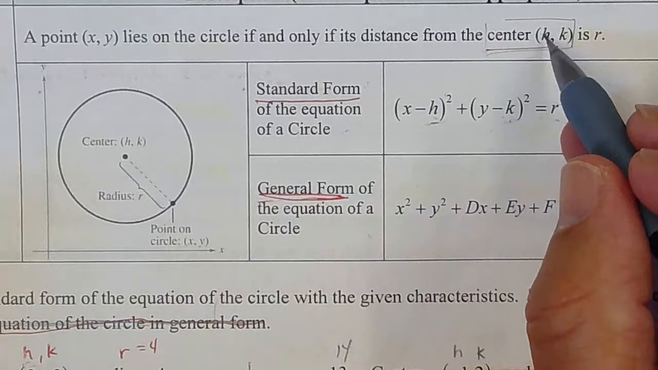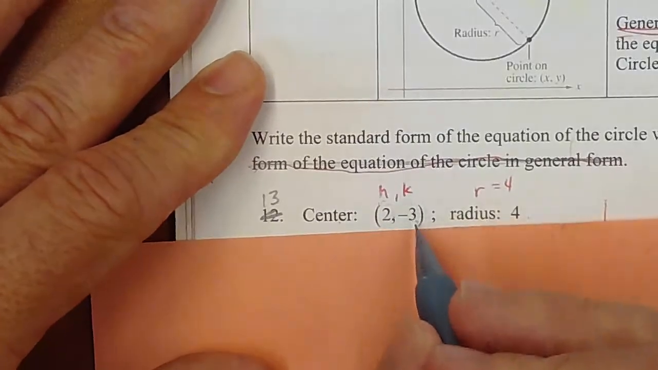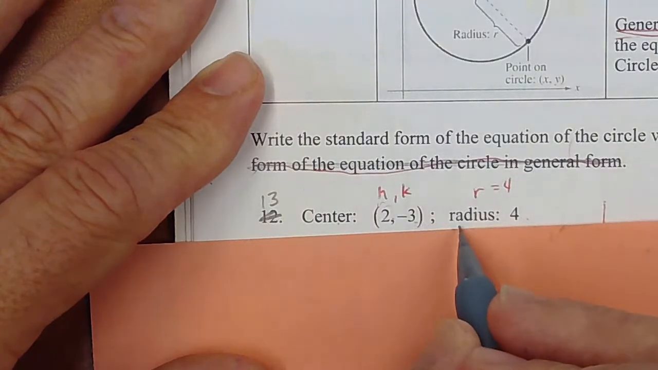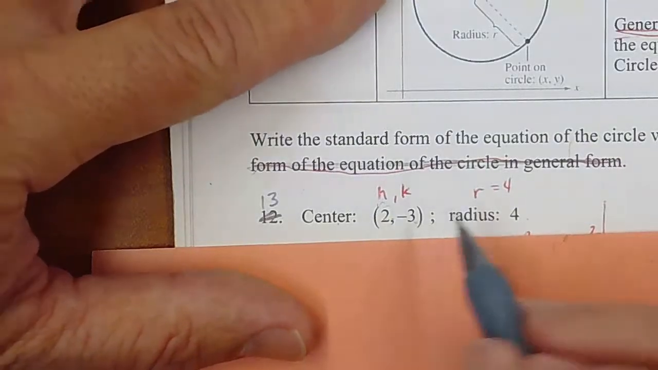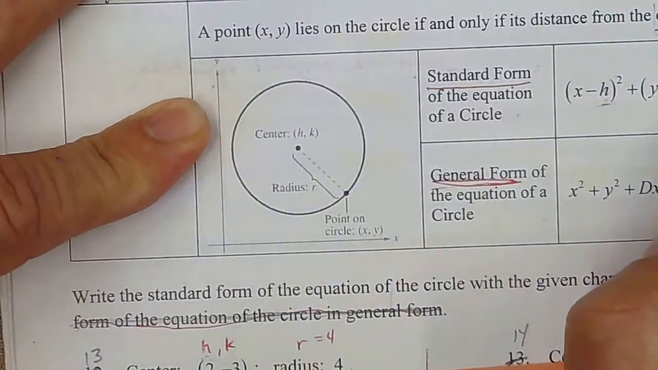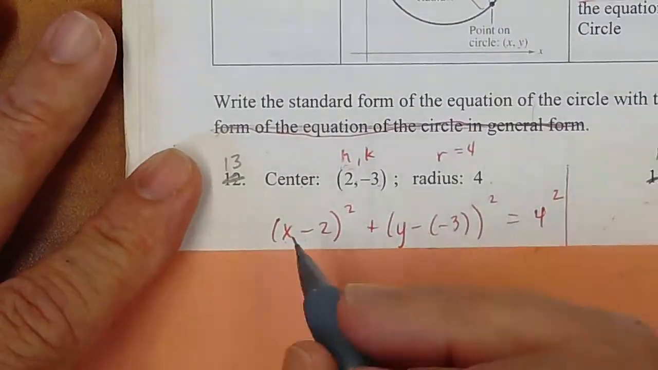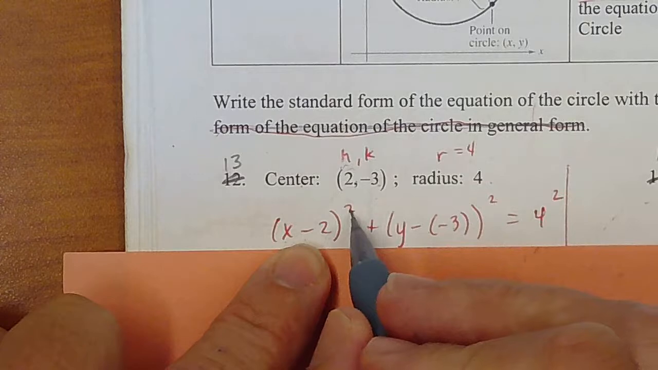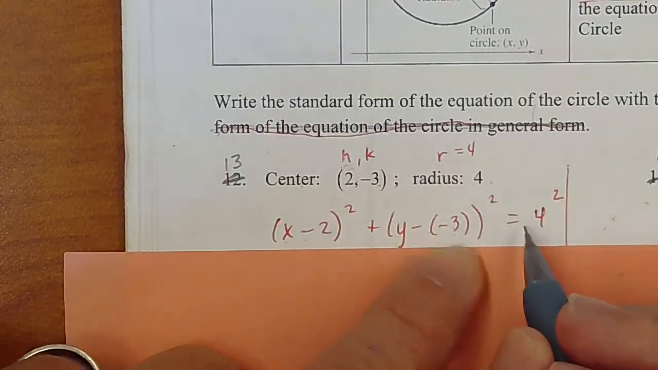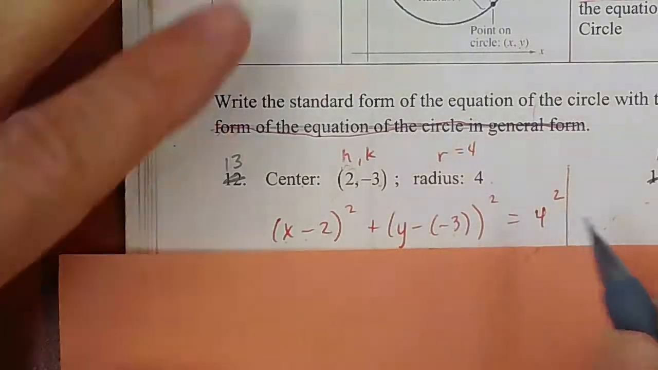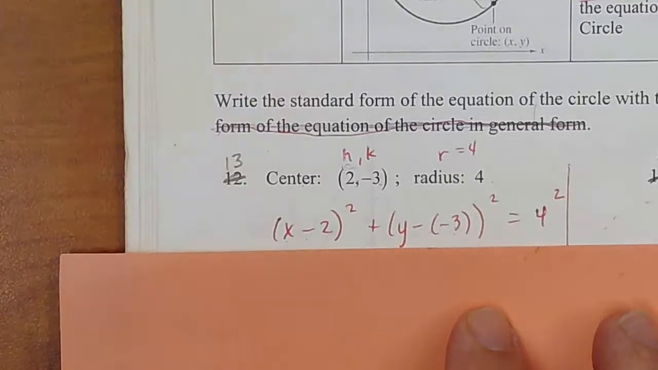From this definition, the center is (h, k), and k is going to be the y value. So h is here, k is there, the radius is 4. If I'm going to write the standard form, I just have to insert those values in the right spot, those 3 spots: h, k, and r. So it's going to look like this: (x minus h) squared plus (y minus k) squared equals the radius squared. Then we just clean it up and simplify it, and that's it.